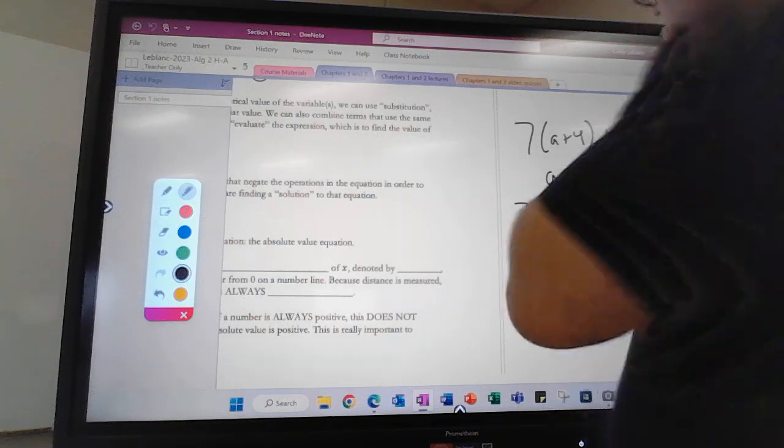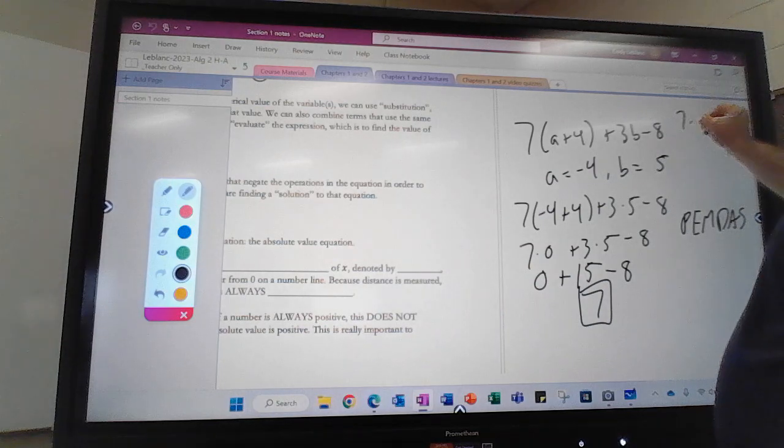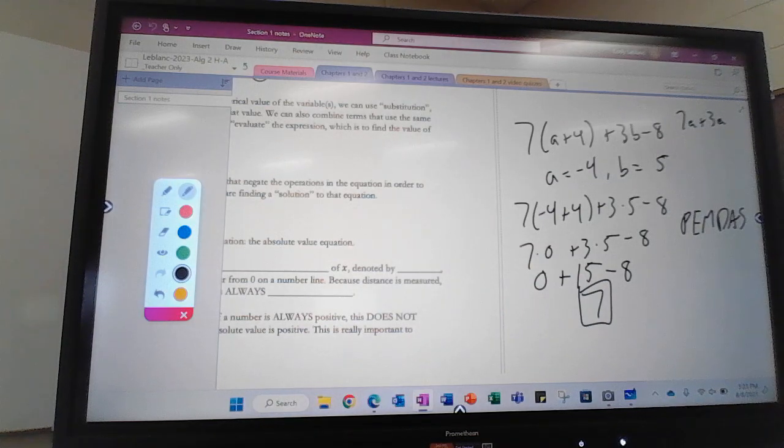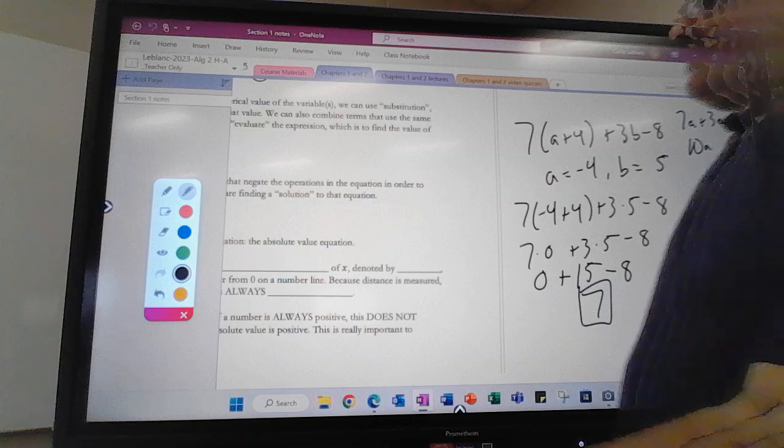Okay. Now, let's say I have 7a plus 3a. As long as they have the same variable and exponent, we can combine them into 1. So that's kind of like saying 7 of this plus 3 of the same thing. Like if I have 7 cases of apples and I add 3 more cases of apples, then I end up with 10 cases of apples. So as long as the variable and the exponent on the variable is the same, you can combine those.